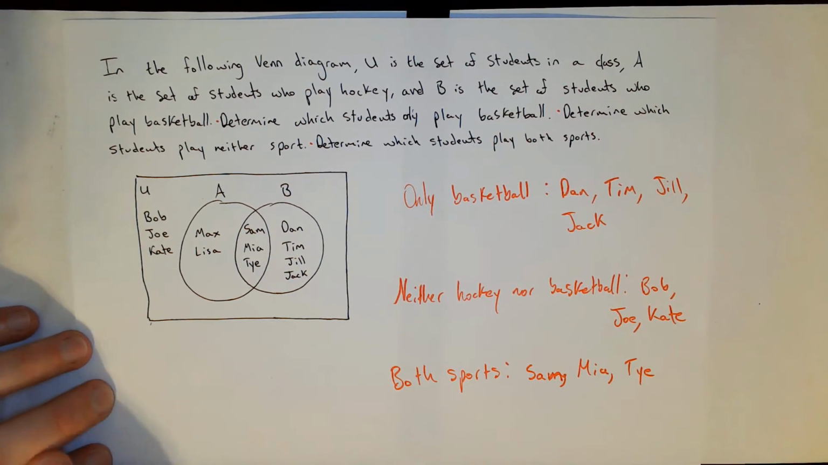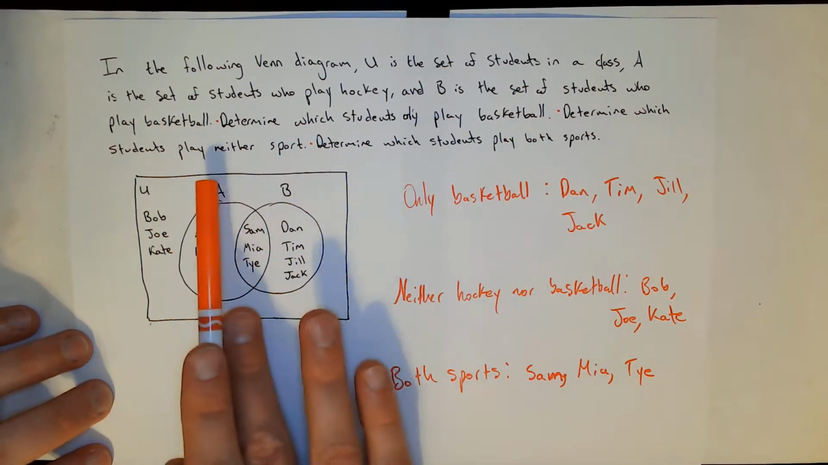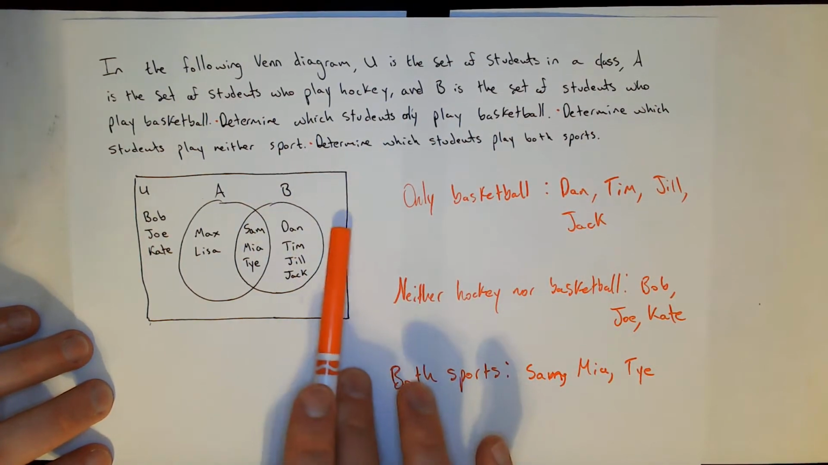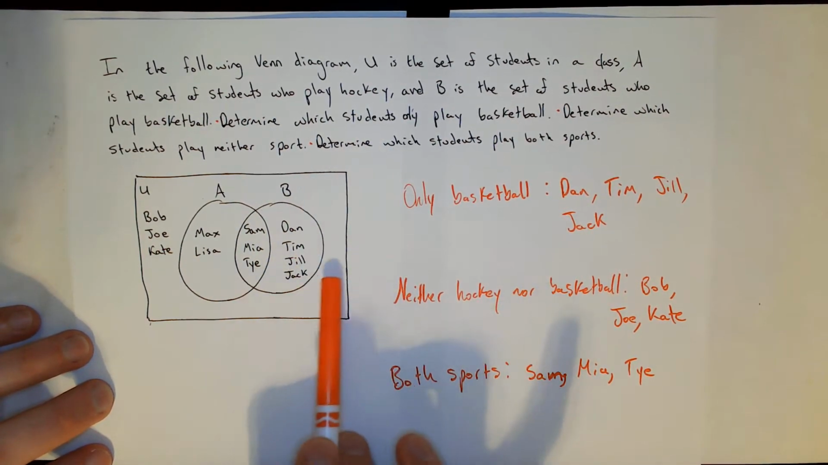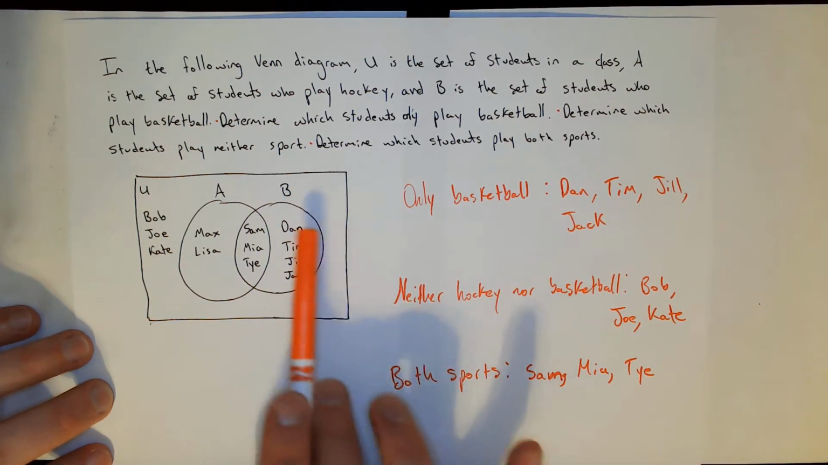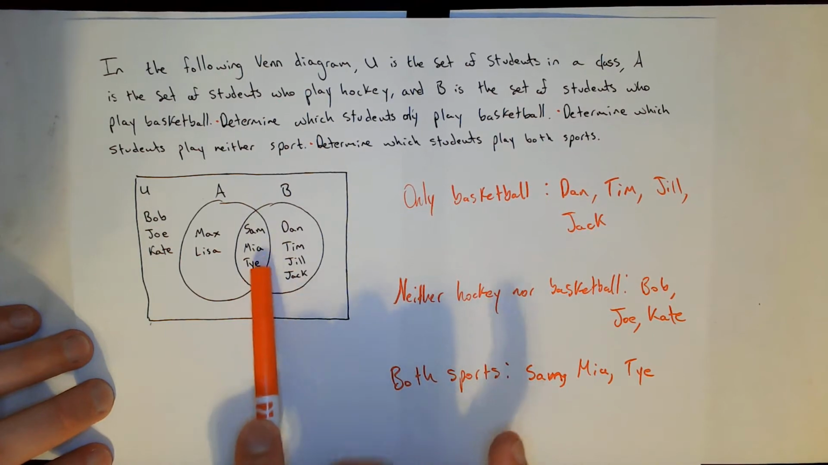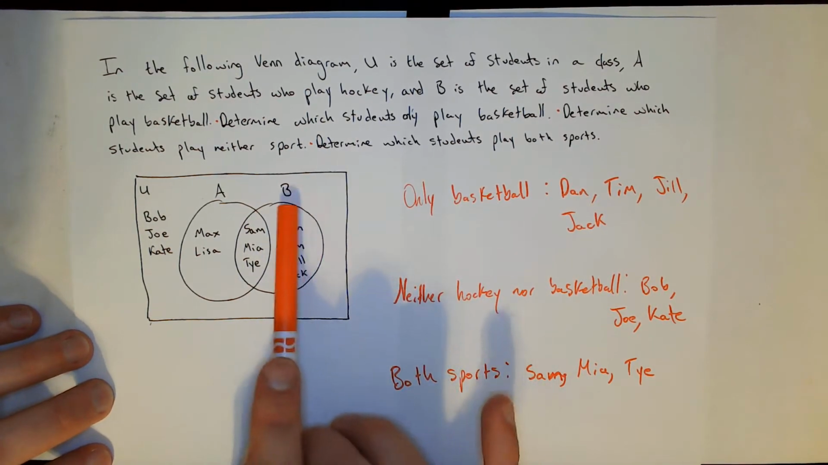But other than that, I feel like most of this is pretty intuitive. Just make sure you don't get the set names mixed up. If it says B is a set of students who play basketball, determine which students only play basketball, make sure you're looking at the B set. And for that first question, you're excluding the overlap with the set A. And that's why I only wrote these 4.